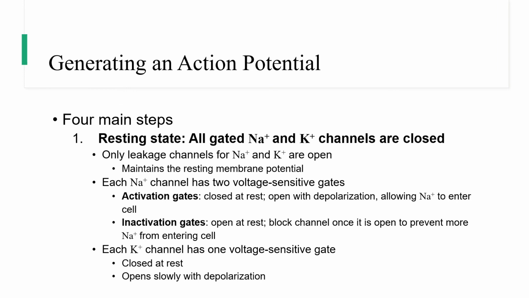Now, each sodium channel is going to have 2 voltage sensitive gates. We have an activation gate, which is going to be closed at rest, but will open if there's a depolarization, which will allow sodium to enter inside the cell. There is then an inactivation gate that will open at rest and block the channel once it's open to prevent more sodium from entering the cell. Okay, so you're going to have both activation and inactivation. There also is going to be a potassium channel, and it has 1 voltage sensitive gate. It's closed at rest and opens slowly with depolarization.